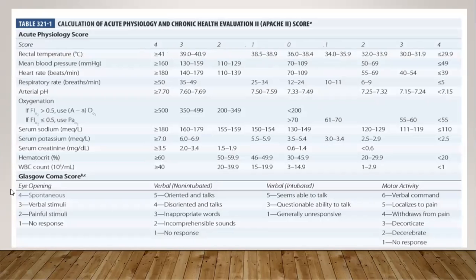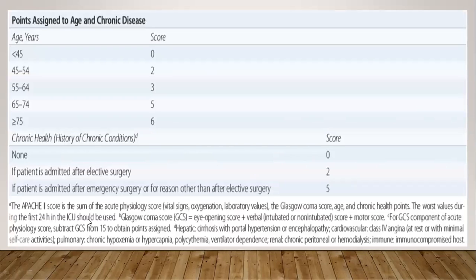We also use the Glasgow Coma score: eye-opening, verbal, and motor activity of the patient. Age, more than or equal to 75, will have a score of 6. Kung mas bata, less than 45, almost wala siyang score. More than or equal to 75, mataas ang score niya, probably because immunocompromised ang mga elderlies or marami siyang chronic conditions or comorbidities.